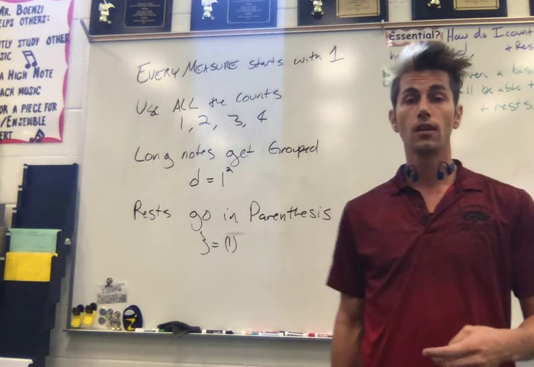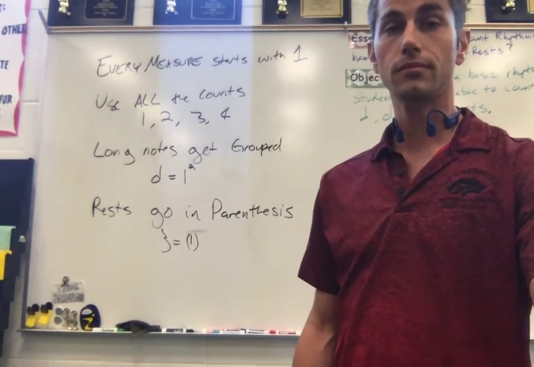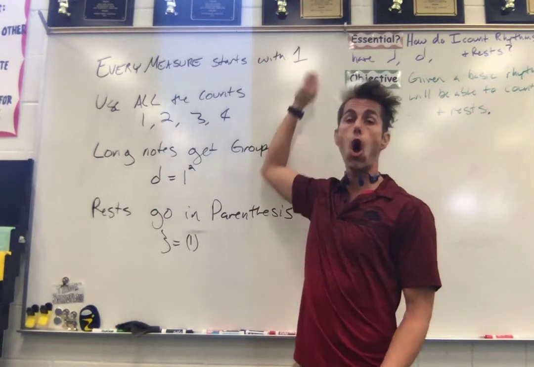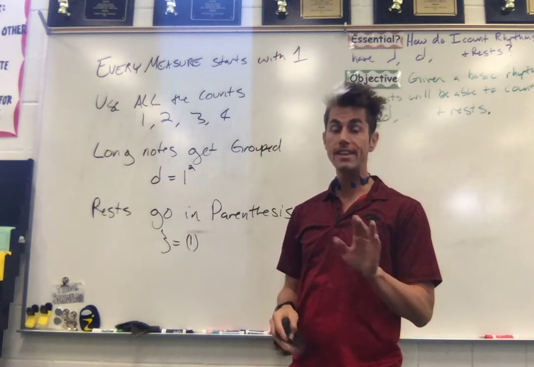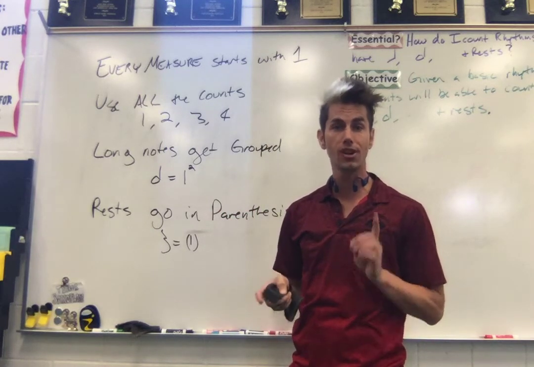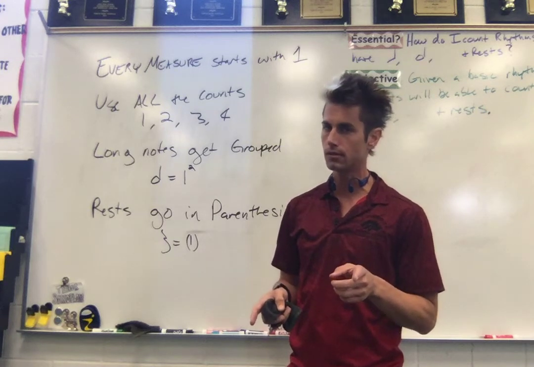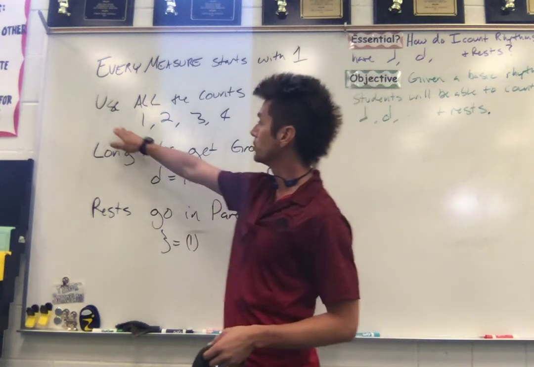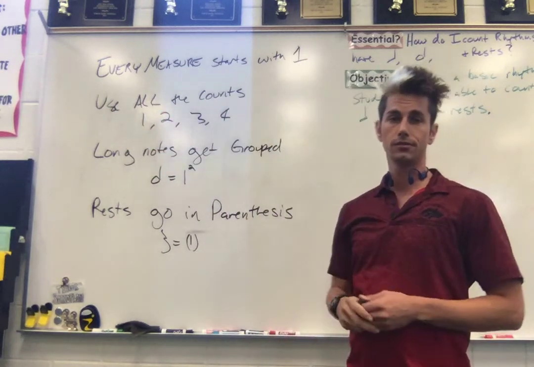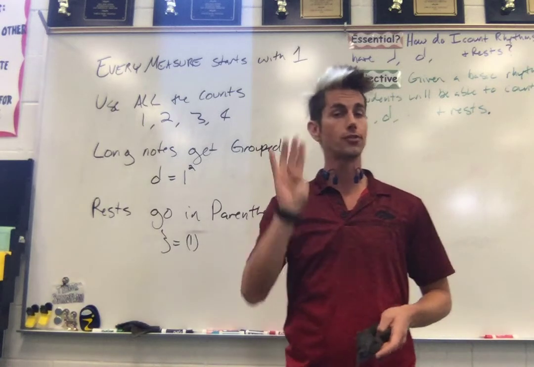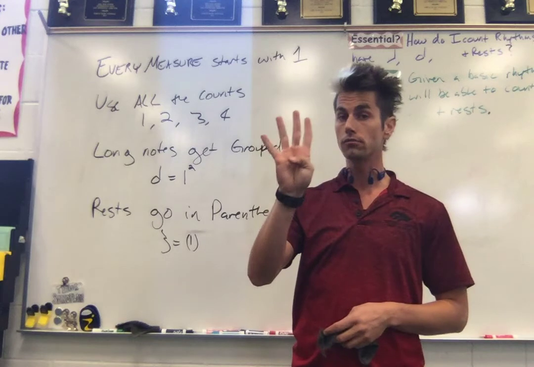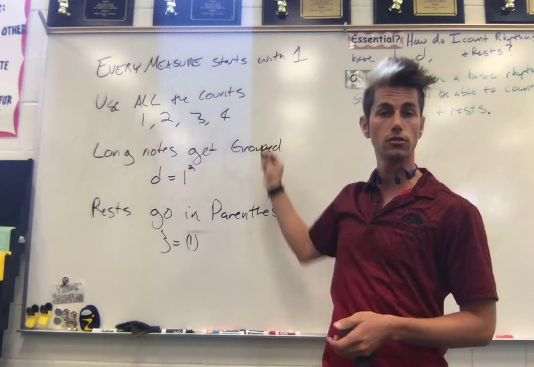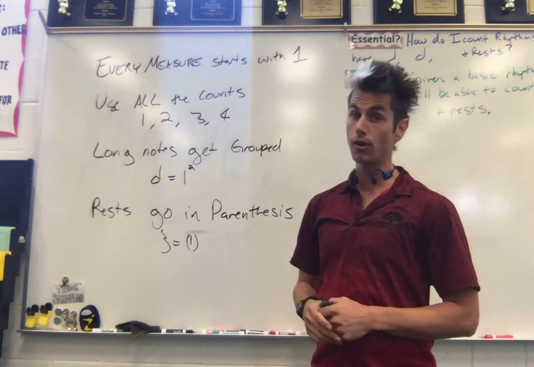Those rules are: every measure starts with 1. Always. Even if there's a rest, you always start with 1. Every measure starts with 1. Second rule, we use all the counts. If your time signature says 4, 4, you have to go all the way to 4. Use all the counts. Right now we're going to be doing 1s, 2s, 3s, and 4s, in that order. All the counts in order.